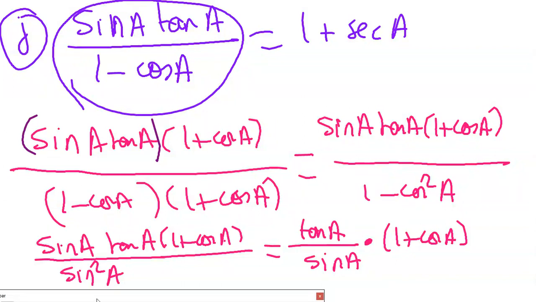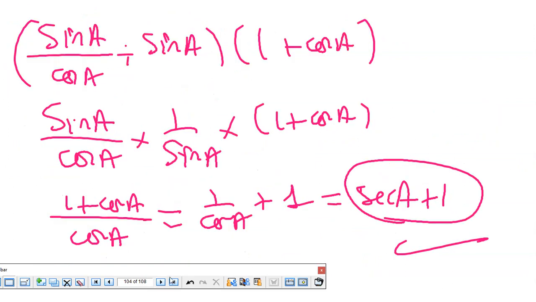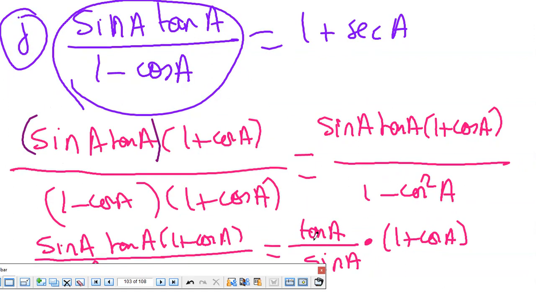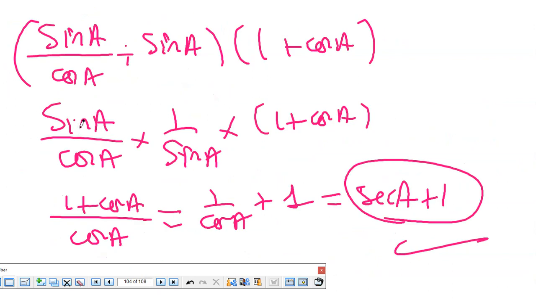You simplify the sine, I'll have tangent over sine times (1 plus cosine A). Here I have, instead of tangent, sine over cosine, divided by sine. It means it's sine over cosine times 1 over sine. We simplify. It's 1 over cosine times (1 plus cosine A). So it's (1 plus cosine A) over cosine A. If you separate them, it's 1 over cosine plus cosine over cosine. 1 over cosine is secant, and plus 1.